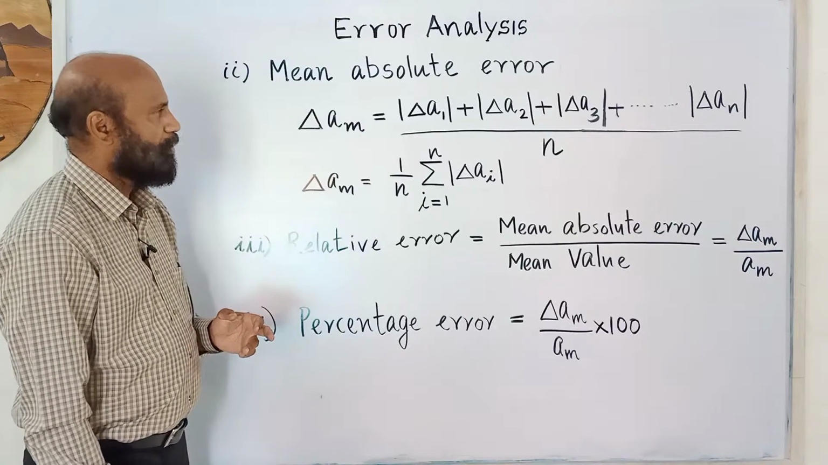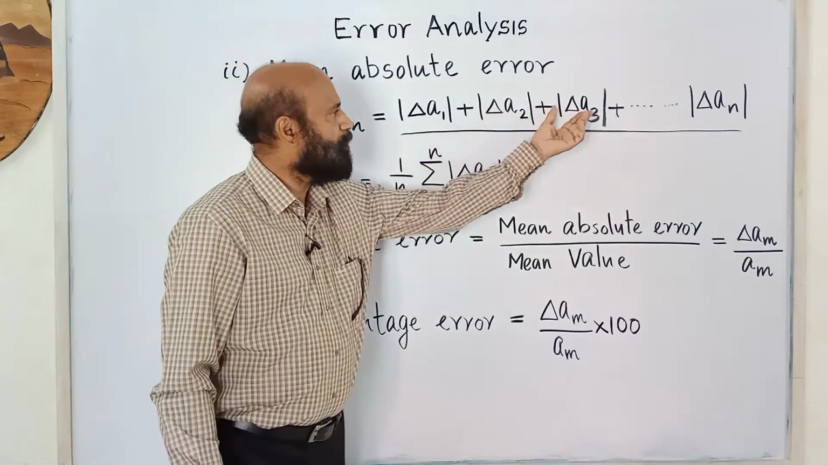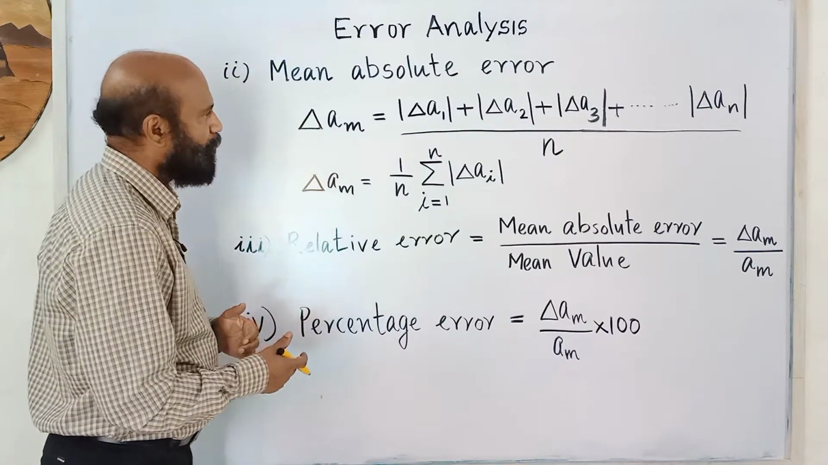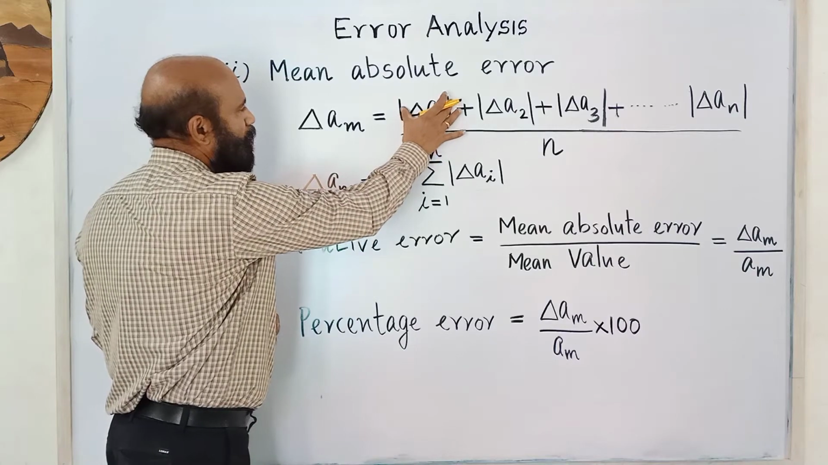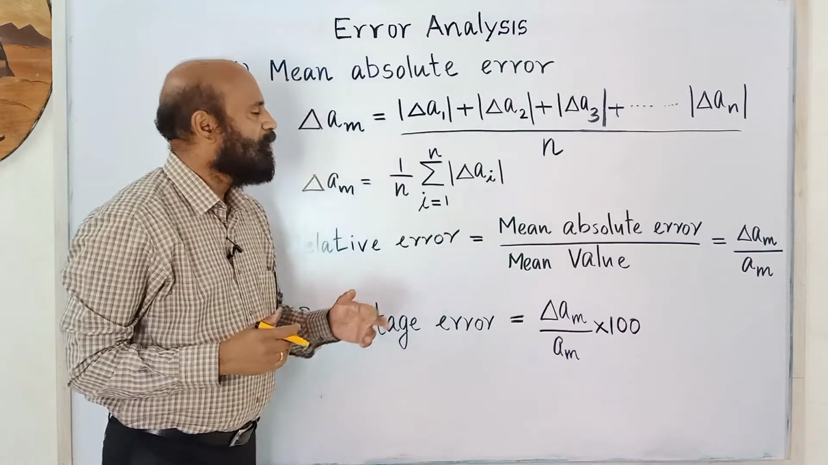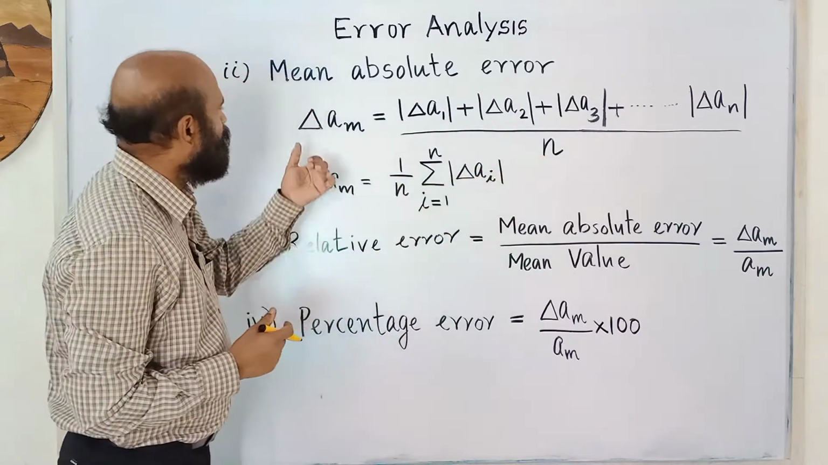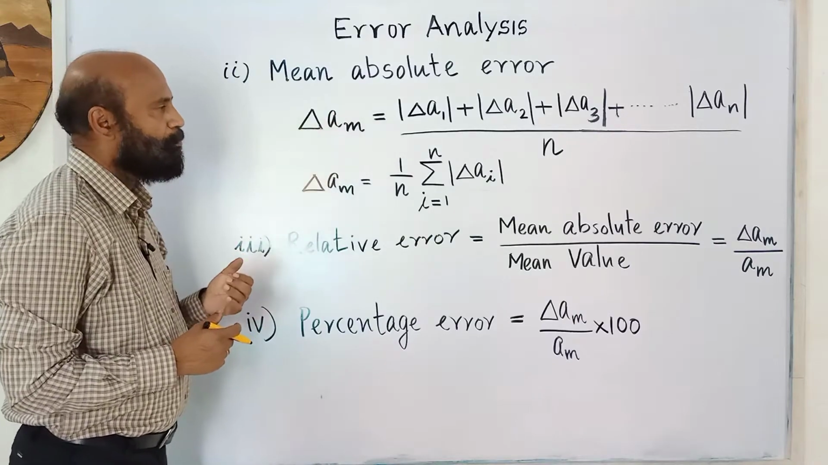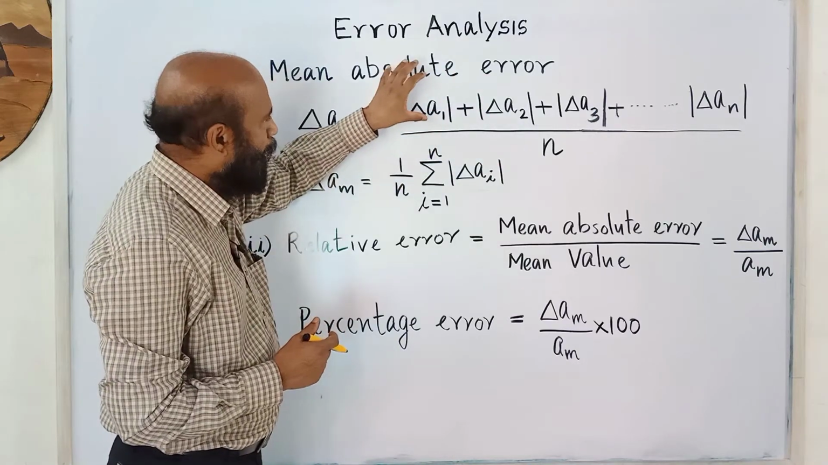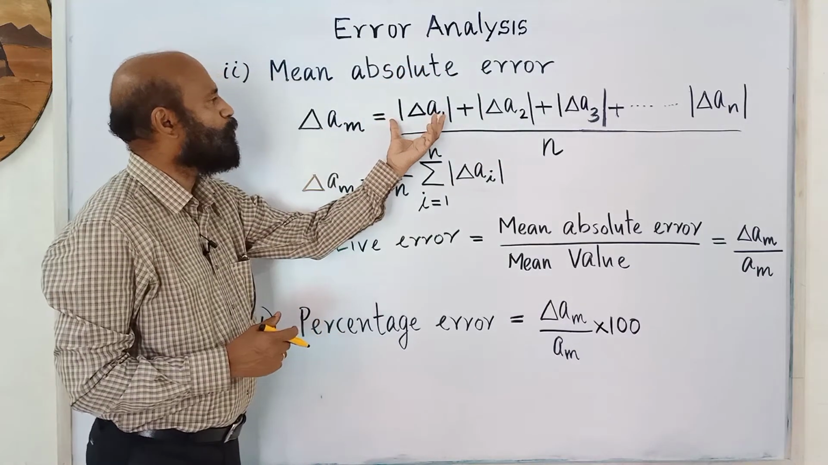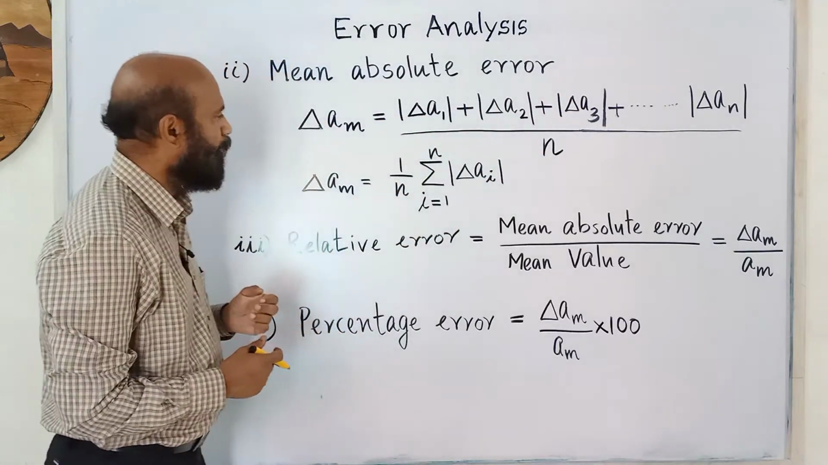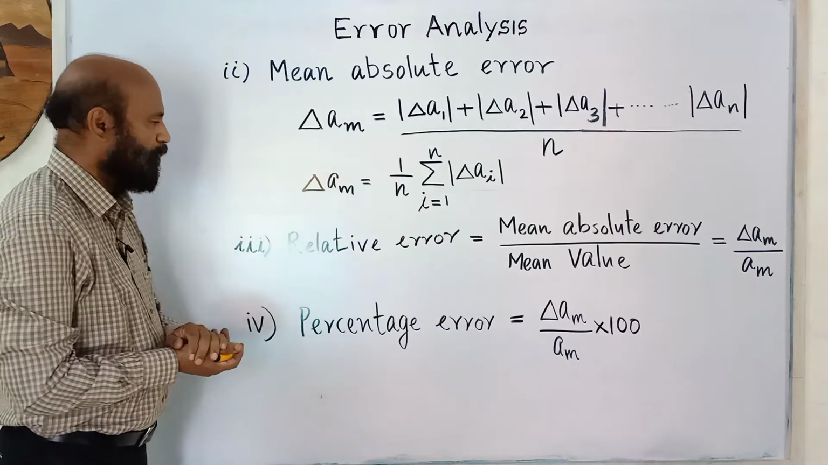Mean absolute error. Delta A1, delta A2, delta A3, they are absolute errors. So they can be positive or negative. You take the modulus of delta A1, delta A2 and add and divide by the number of observations. So you will get a mean absolute error. Mean absolute error is the arithmetic mean of the magnitude of the absolute errors. You are adding all the absolute errors after taking the modulus and then dividing by n. So that is a mean absolute error.